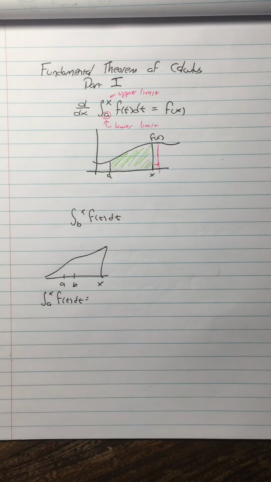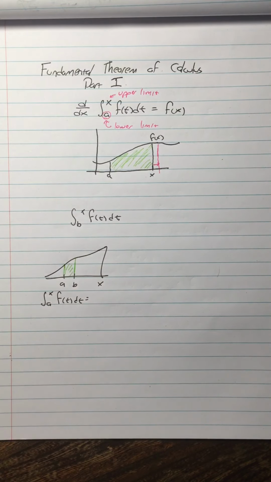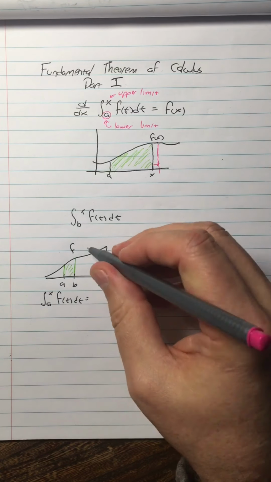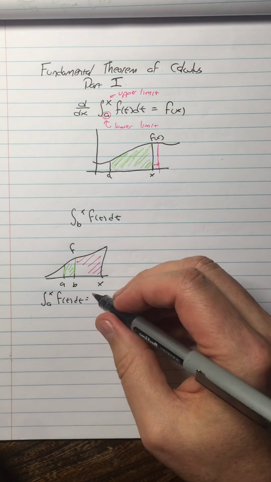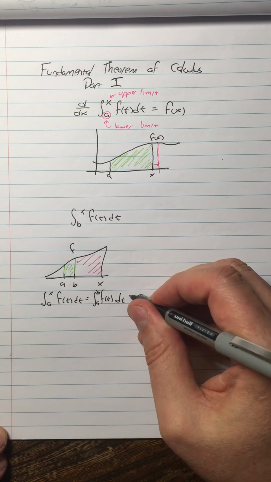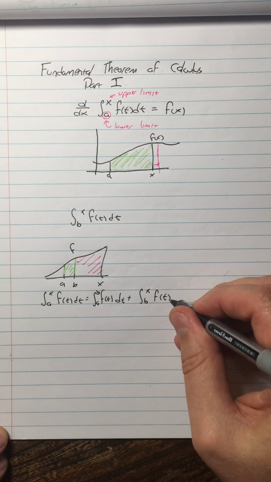all right, so a to x is, I'll highlight these a little bit. Here's the integral from a to b of f of t dt. There's f right there. Here's the integral from b to x of f of t dt. So the integral from a to x is equal to the integral from a to b of f of t dt plus the integral from b to x of f of t dt.